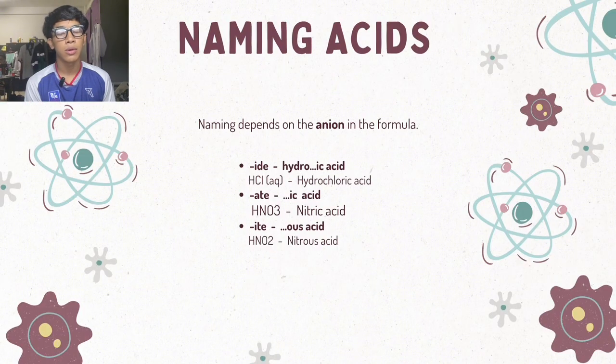Next, I will explain about naming acids. The name of an acid depends on the anion in the compound. If the anion ends with -ide, the acid name starts with hydro- and ends with -ic acid, such as hydrochloric acid. If the anion ends with -ate, the acid name ends with -ic acid, for example, nitric acid. If the anion ends with -ite, the acid name ends with -ous acid, such as nitrous acid.